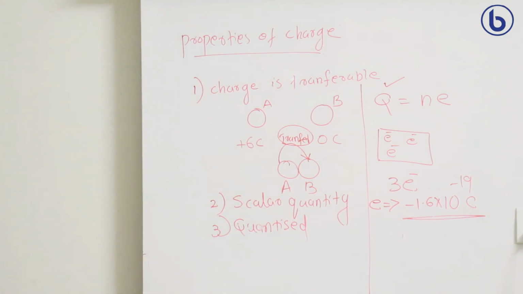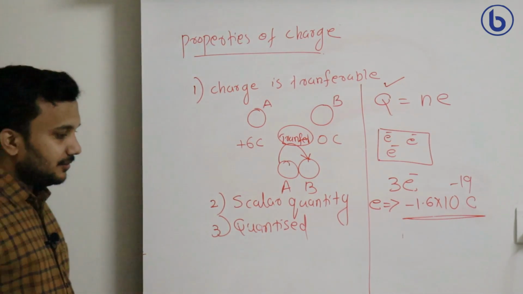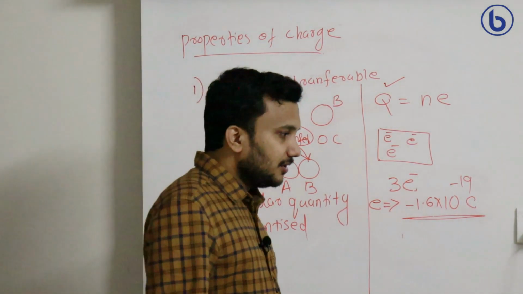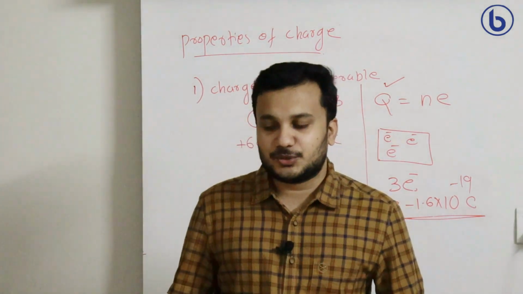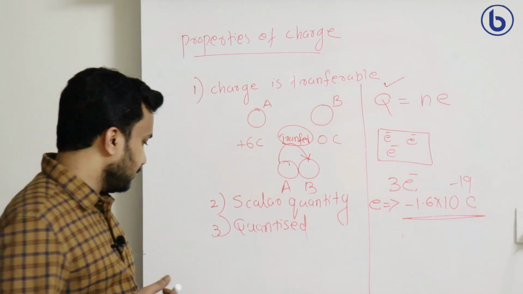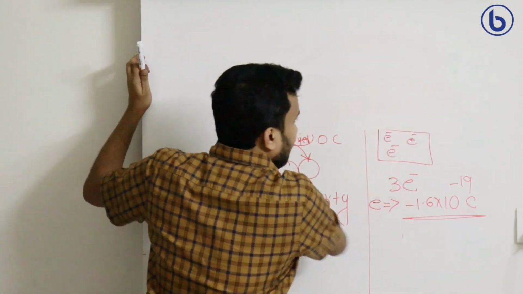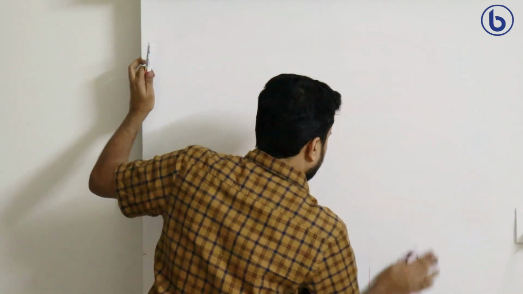And we are going to see the next property of charge, which is that charge is conserved. What is meant by conserved? We have learned about something called energy conservation. In the same way there is something called charge conservation. So we'll see what charge conservation is. That is the next property.